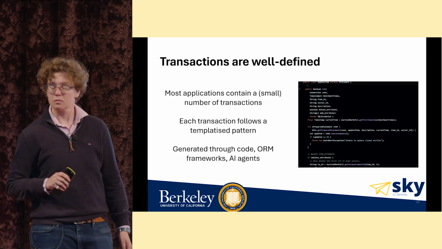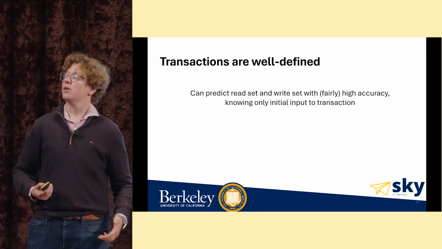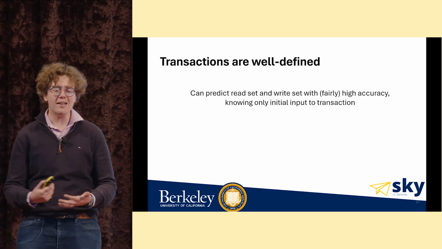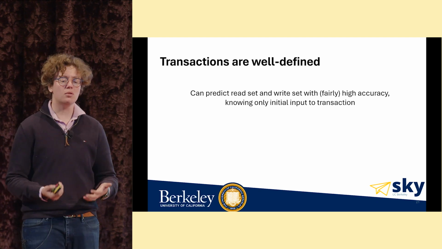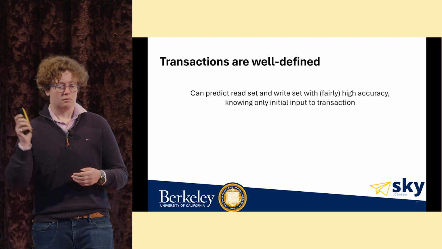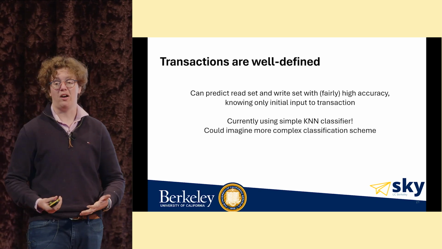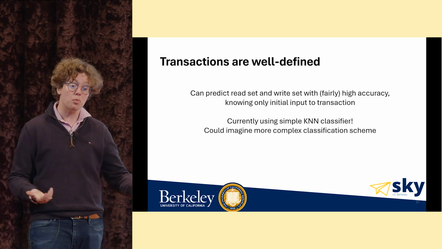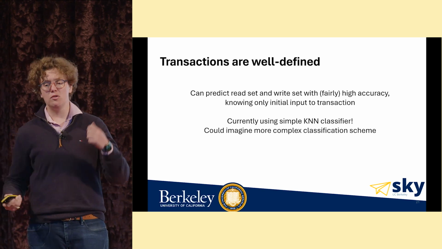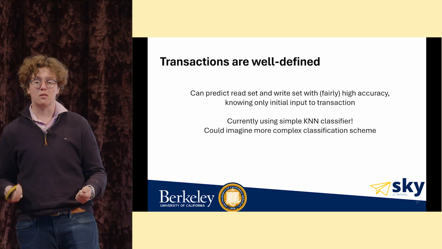So using that, we've been able to demonstrate that you can predict the read and write set with fairly high accuracy if you only know the initial input to the transaction. Using that, you can use a very simple classifier based on this input and based on some small amount of training data to predict the read and write set. So you know the initial input, and then with pretty high accuracy, you can end up predicting the rest of the keys that the transaction is going to access.